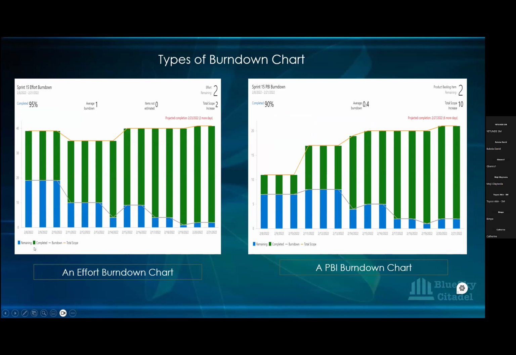So if you look at the key down here, the remaining is blue, the green is completed. You still have your burn down line, the gray one, which is this one. And you still have your total scope line, which is the yellow one at the top there. Then for this one, it's giving you what kind of chart this is: the Sprint 15 effort burn down chart.